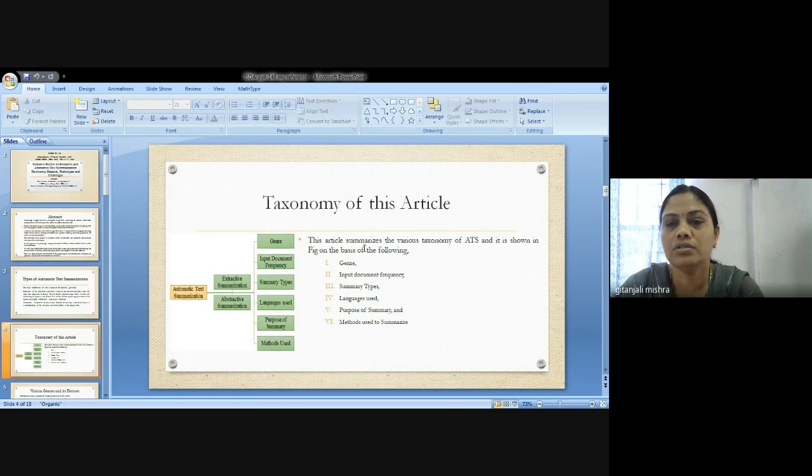So this article covers the different classification of automatic text summarization, which is mainly classified into extractive and abstractive summarization. Both are categorized based on these features, that is entry, input document frequency, summary types, language used, purpose of summary, and methods used to summarize. So these are the key features which classify automatic text summarization.